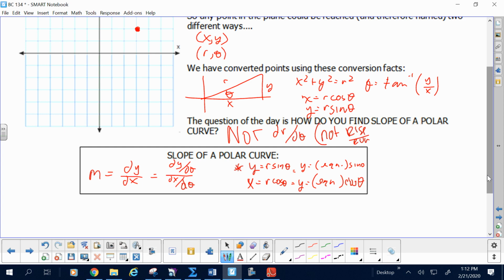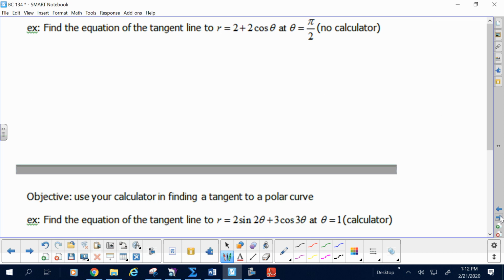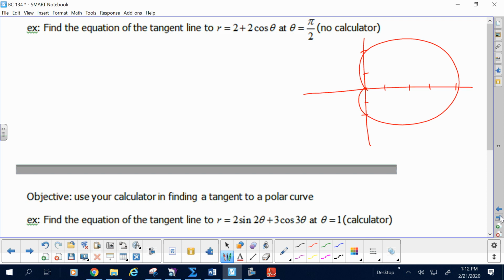You follow? Let's do one without a calculator and then one with a calculator. Here we go. Say we wanted the equation of the tangent line to the cardioid at pi over 2. Now, if it's possible to draw a picture, you should, because that keeps you on track and is a check of, does my answer even make sense, right? So we're looking for that blue line. That's the equation of the tangent line at pi over 2. Are we good?